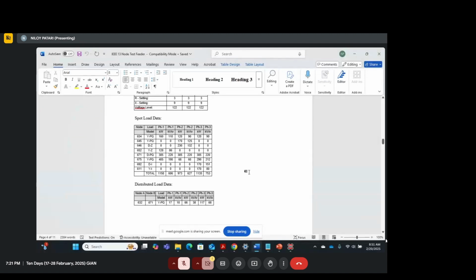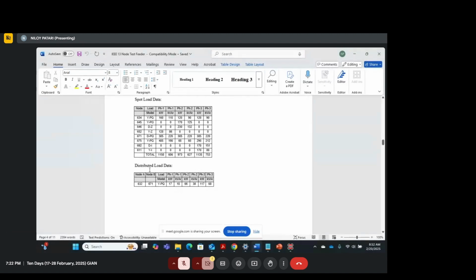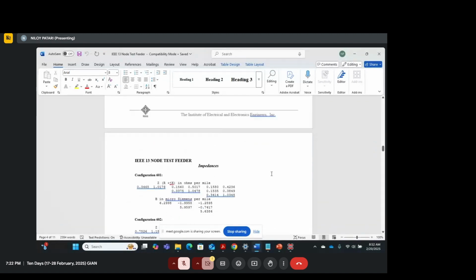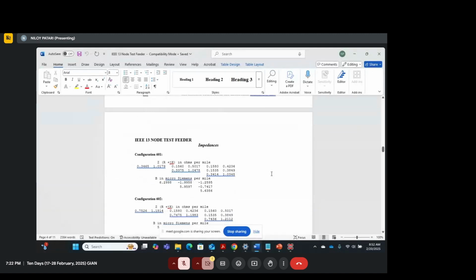So which nodes are connected, how each of the nodes is connected, what is the length of the line, what is the configuration of each line, the configuration of regulators, transformers, in which nodes loads are placed. There is a distributed load as well, which connects two nodes, right? So basically, you have all this data. And then they also give you impedance data. Impedance data I was talking about, the R and X, resistance and reactance, ohms per mile, right?